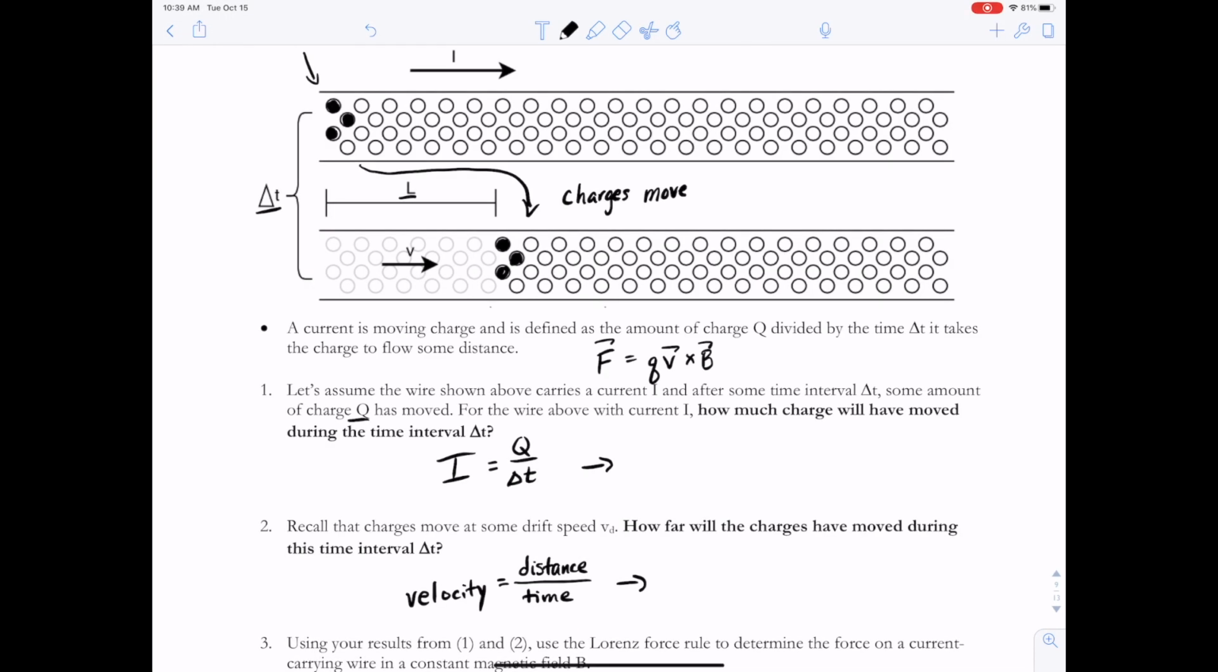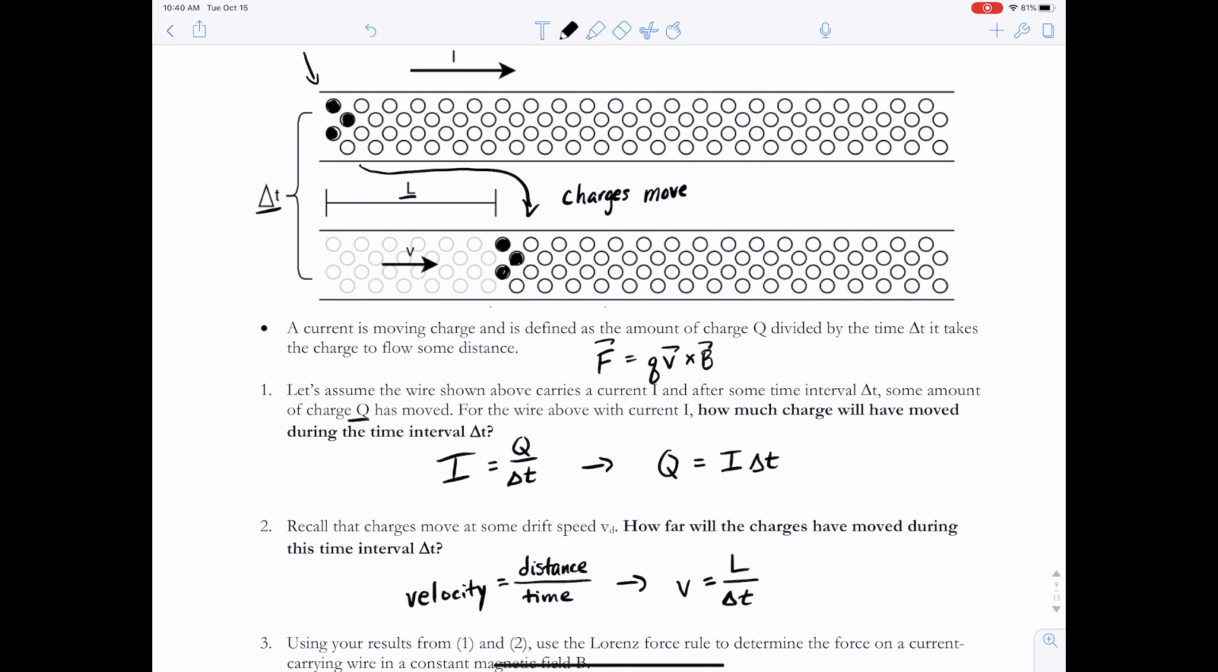So solving the equation I equals Q over delta t for Q is simply done by moving the delta t to the other side, and we find that Q is equal to I, the current, times delta t, our time interval. For example 2, where we had to rewrite velocity equals distance over time using the variables in this problem, our velocity is simply v. We're told the distance the charge moves is L, and again the time interval is delta t.